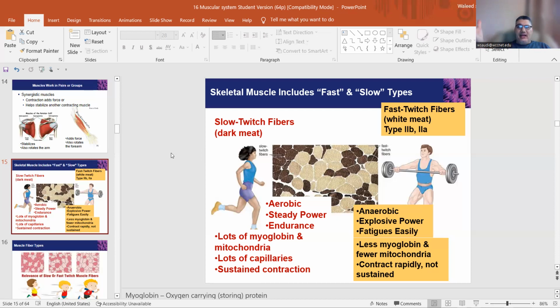I'll give you an example. Some of us like the chicken breast, and others like the chicken thigh. Did you notice that the chicken breast is white and the chicken thigh is red or dark? So slow twitch is the dark meat. This is like the chicken thigh in the chicken. And the reason why it is dark, but it is the slow ones, is because it contains a lot of something called myoglobin, a lot of mitochondria, a lot of capillaries.